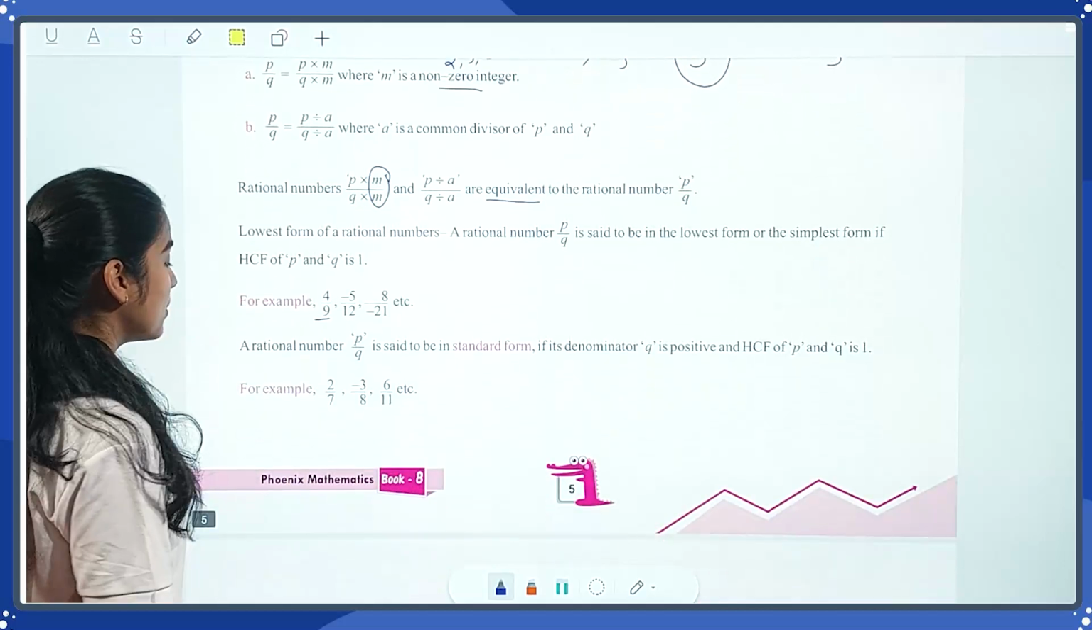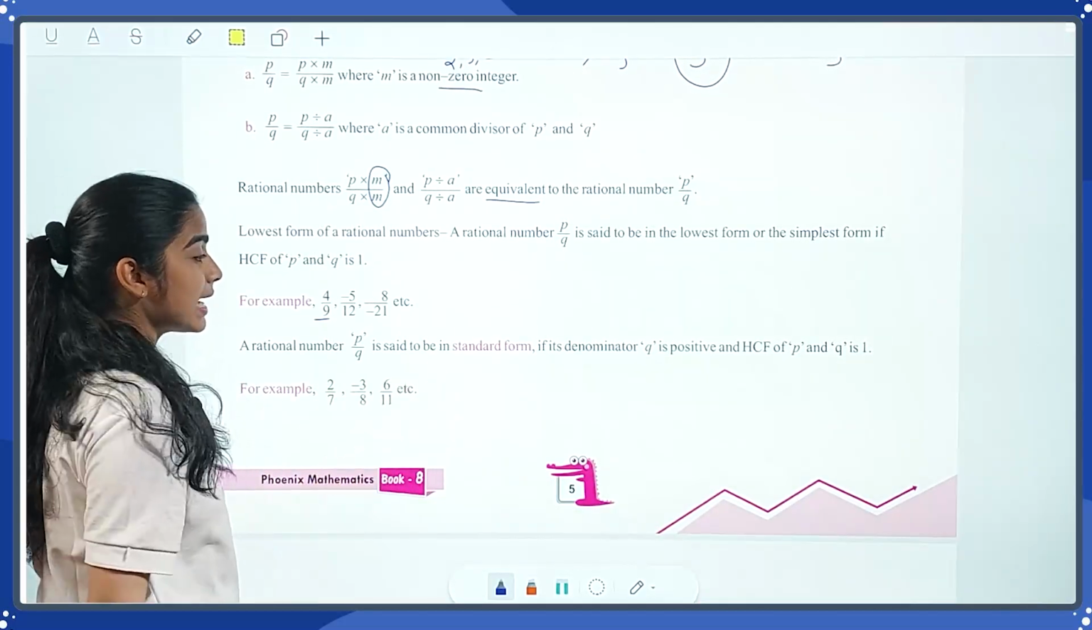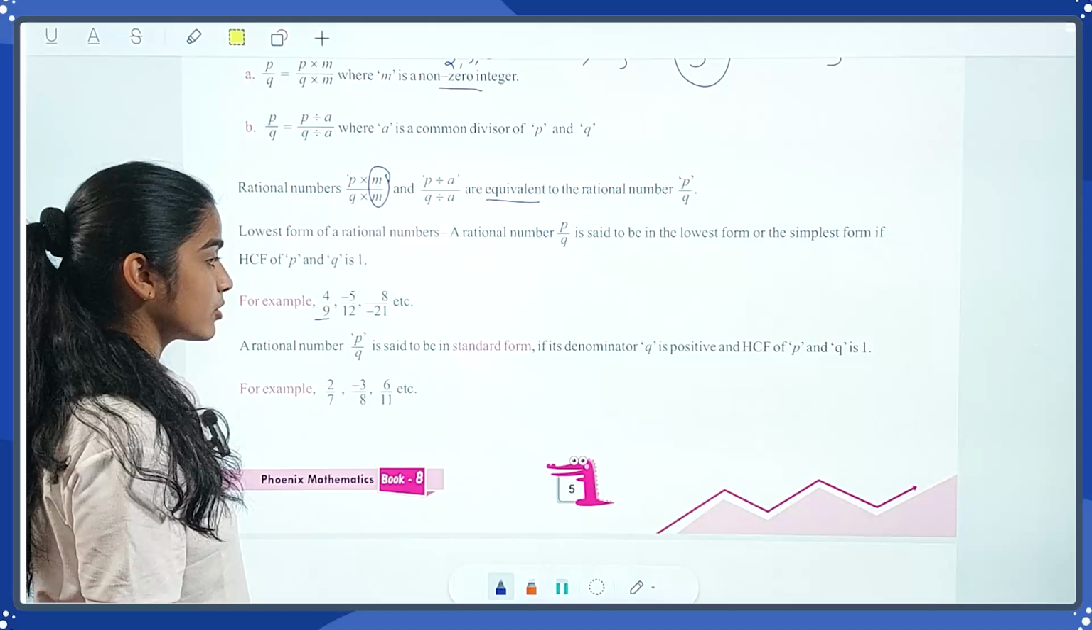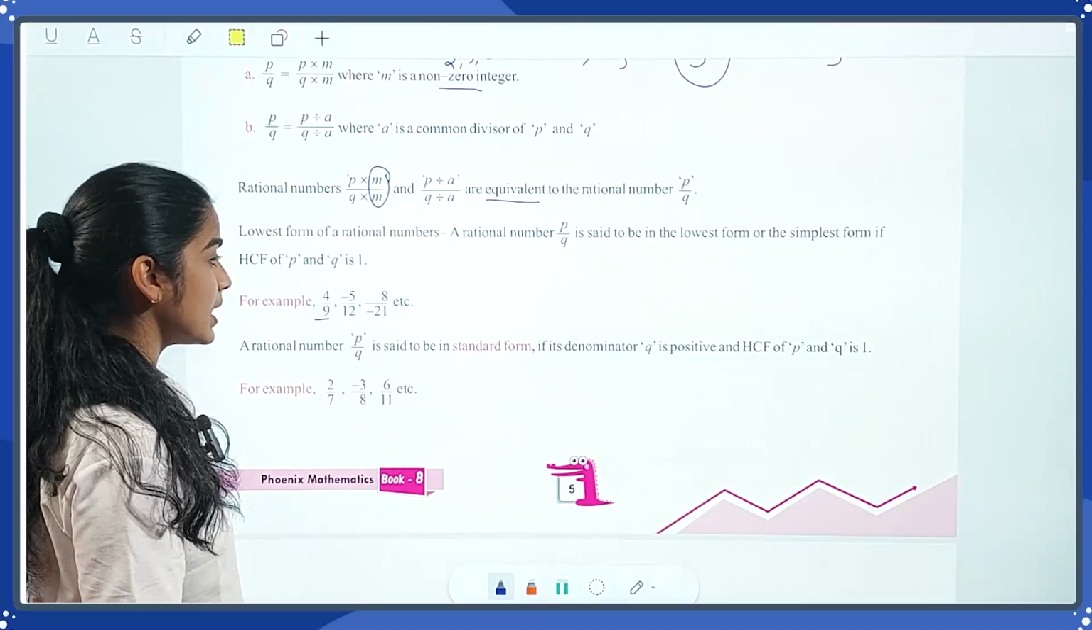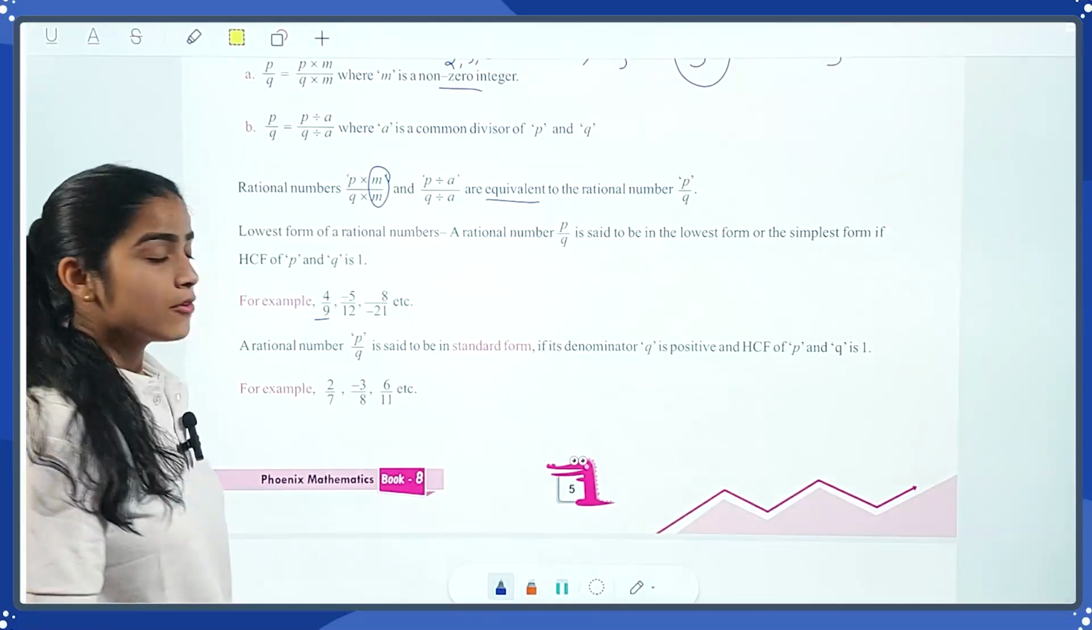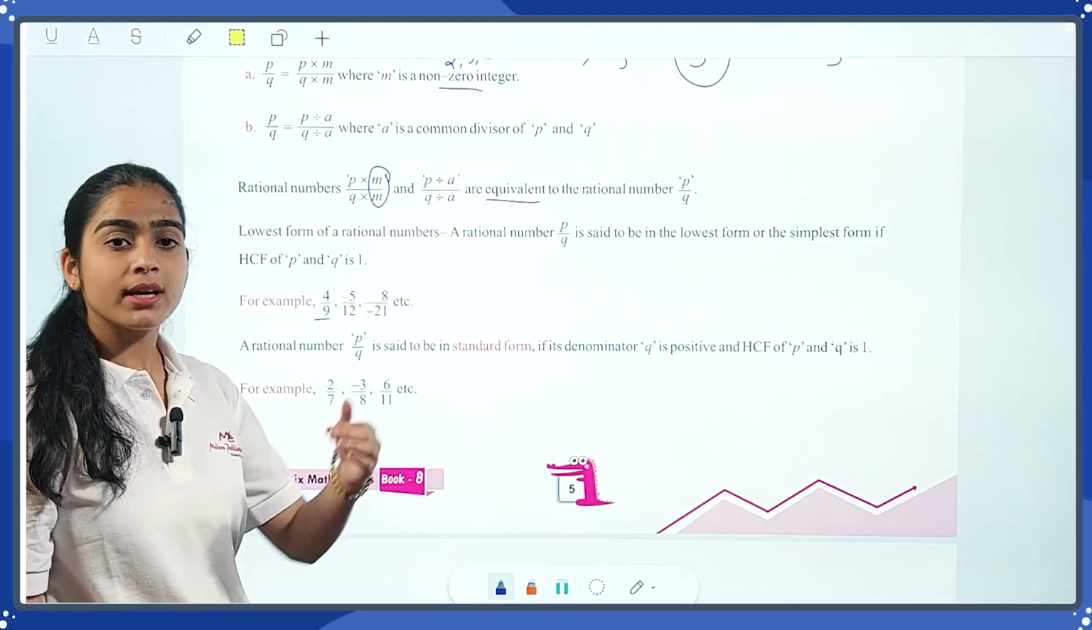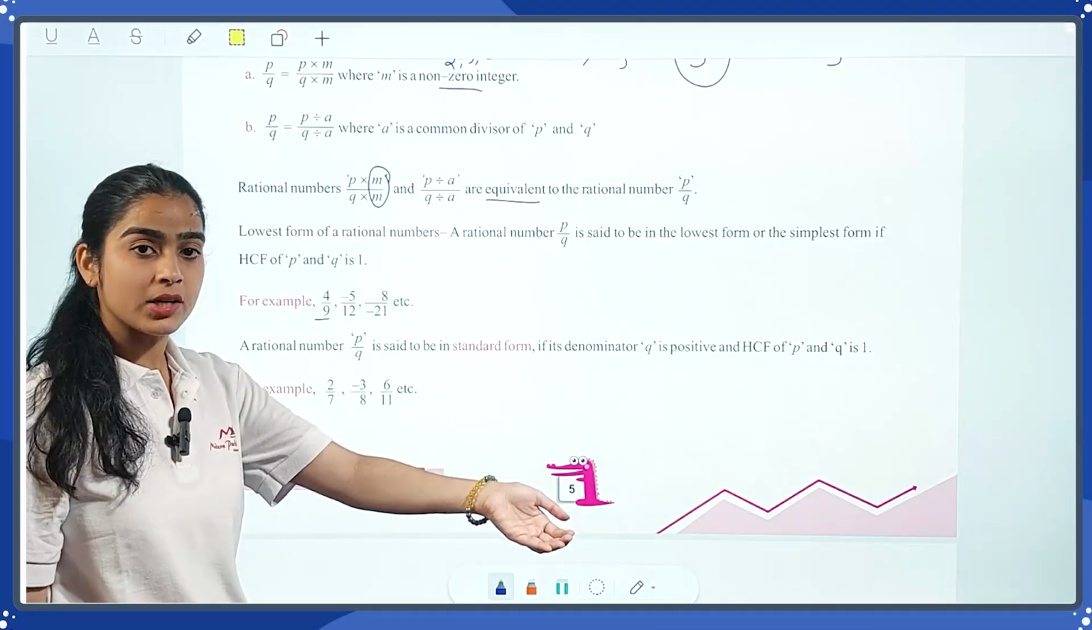A rational number P by Q is said to be in standard form if its denominator Q is positive and the HCF of P and Q is 1. So, we have two conditions to convert a rational number into a standard rational number.